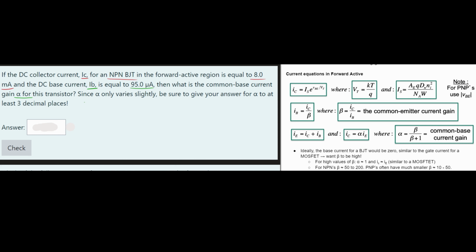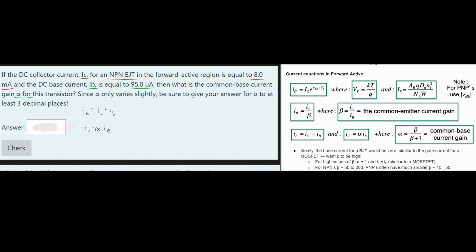So if we look at this, there are two equations that we're going to be using. We're going to use IE is equal to IC plus IB. I'm just doing it in lowercase to keep it simple. And IC is equal to alpha times IE, right? We know we're given IC and IB, so that's what we're going to want to use.